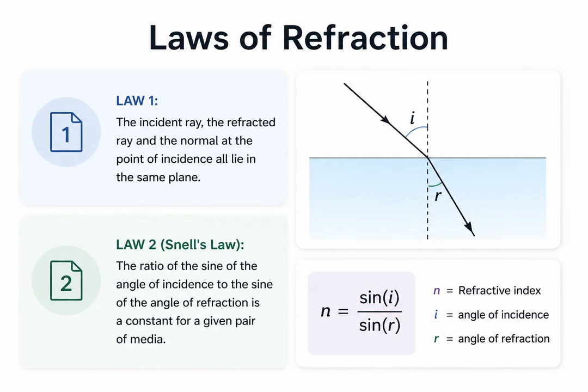Now we can establish the two fundamental laws of refraction. The first law states that the incident ray, the refracted ray, and the normal all lie in the exact same flat plane. You won't have a ray coming in flat and then bending up off the page. The second law, famously known as Snell's law, is mathematical. It states that for any given pair of materials, the ratio of the sine of the angle of incidence to the sine of the angle of refraction is a constant. We call this constant the refractive index, represented by the letter n.